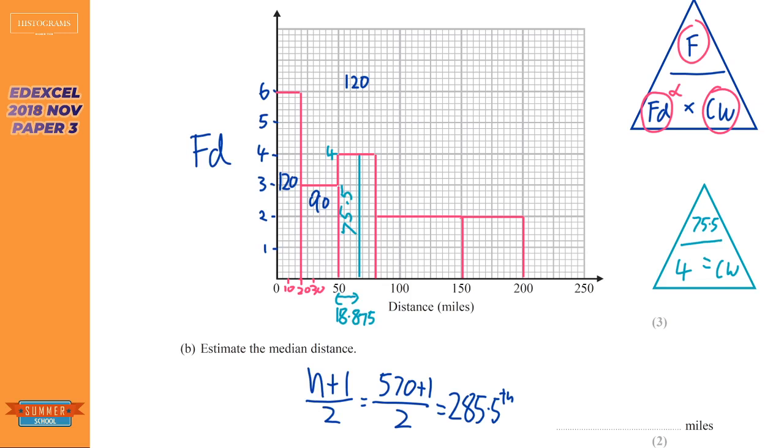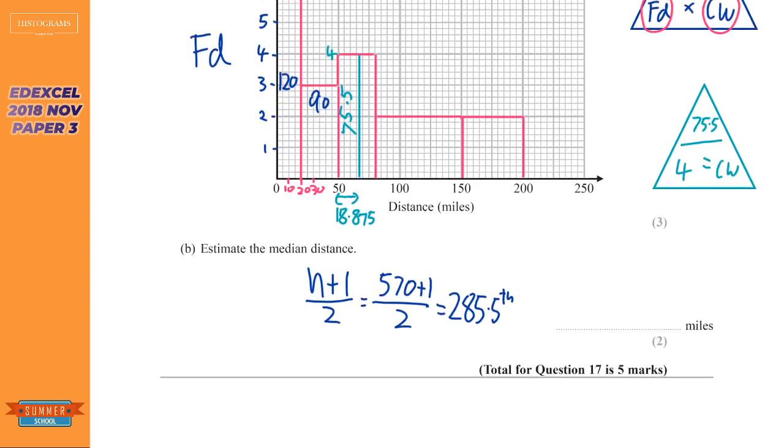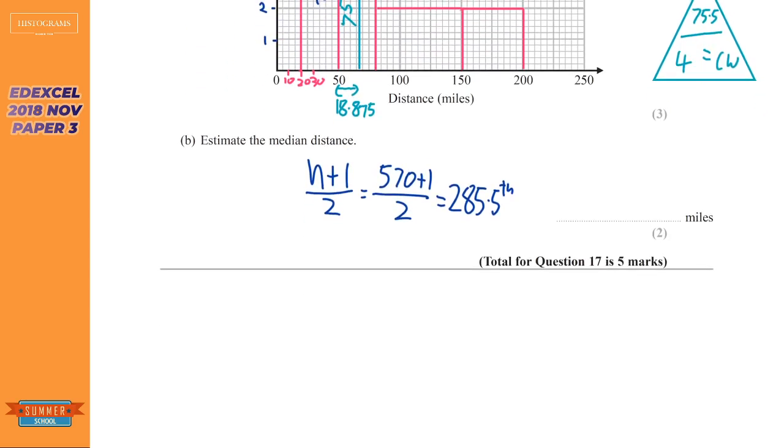That's the amount of distance within that bar. So you can see that that bar starts at 50, so it's another 18.875 after that, so all you need to do is add that to the 50, and that will show you that it's 68.875. So the answer is 68.875. Now, as I said before, this is not the only method of doing this, but for me, this is the best way of doing it.